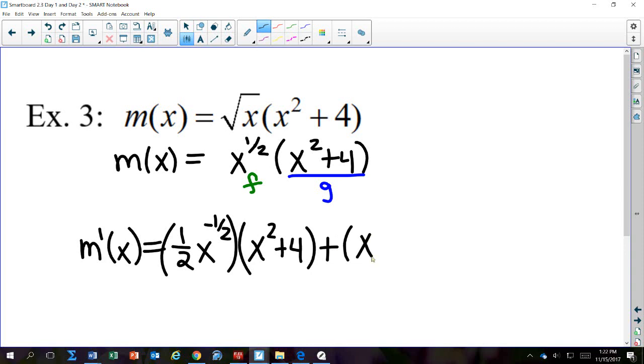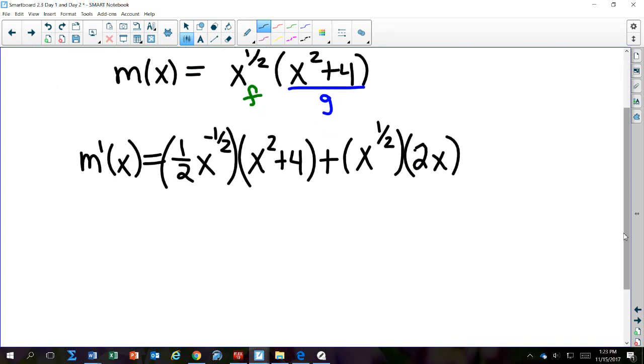Yep, square root of x, or I'm just going to leave it as x to the 1/2, times the derivative of the second. So Mallory, what would I put there? 2x. Okay. Any questions about that?